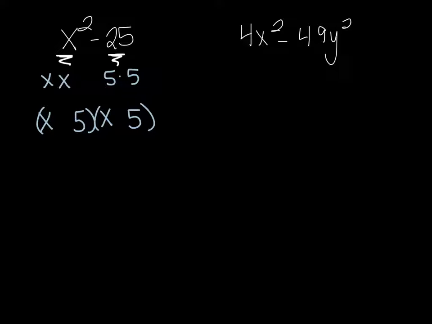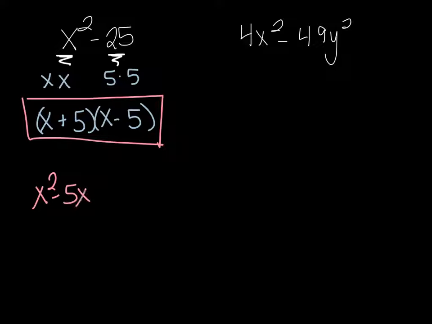When I multiply together, the only way to get a negative is if one is positive and one is negative. So there's my final answer. If I was to distribute this all out, I would get x squared minus 5x plus 5x minus 25, and the middle term will go away.